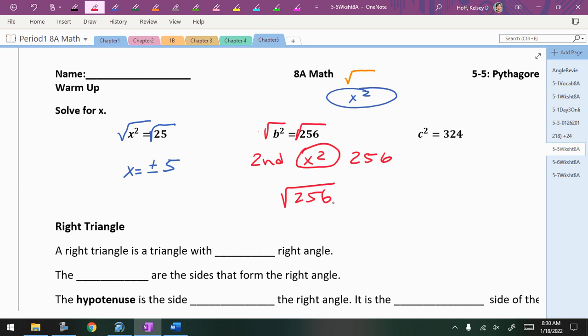Did you get it? You guys good? Got it. Did you figure it out? Okay, when you hit equals, what do you get? 16. But what did Ms. Hoff remind you? Really, there's two answers, right? A positive and a negative 16. So put that plus and minus sign.